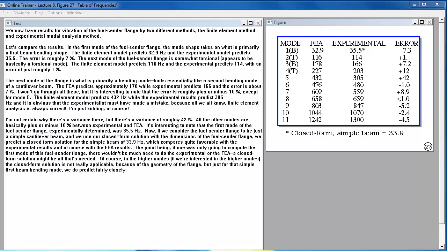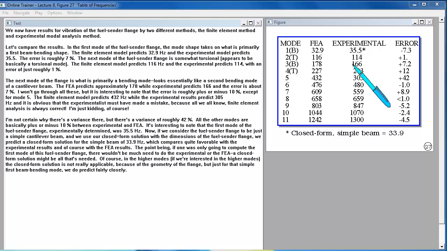The next mode of the fuel sender flange is somewhat torsional, appears to be basically a torsional mode. The finite element model predicts 116 Hertz, and the experimental predicts 114, with an error of just roughly 1%. The next mode of the flange is primarily a bending mode. It looks essentially like the second bending mode of a cantilever beam. The FEA predicts 178, while experimental predicts 166, and the error is about 7%.